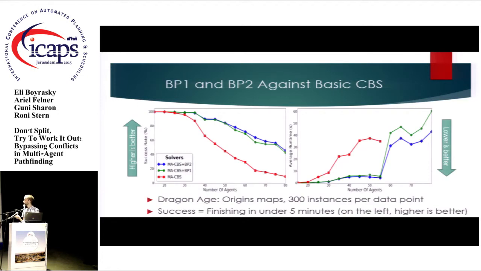So if we look at our results, comparing BP1 and BP2 against basic CBS, the red line here is CBS, and the green and blue lines are bypass 1 and bypass 2. The domain here is Dragon Age Origins maps. We see that the success rate here, higher is better, for bypass 1 and bypass 2 is much larger. 30 or 40% more success when we go up to 60 and 70 agents. And the runtime here, of course, lower is better, is again significantly improved. Here, once we stopped computing the runtime for CBS, we could average more problems for bypass 1 and bypass 2. That's why there's a jump.